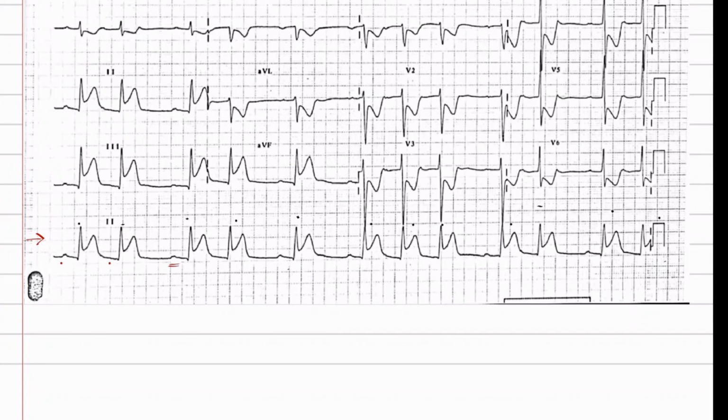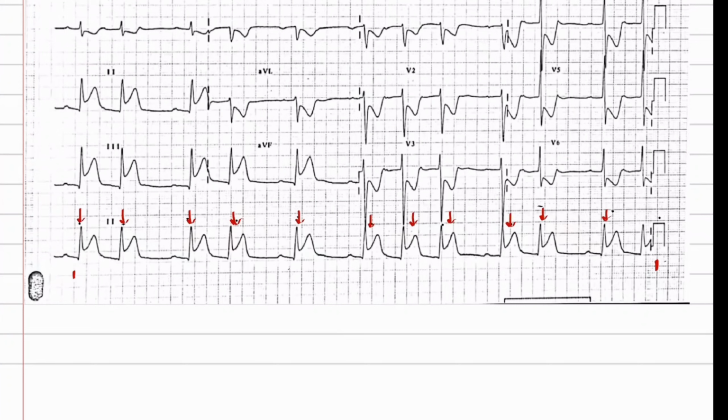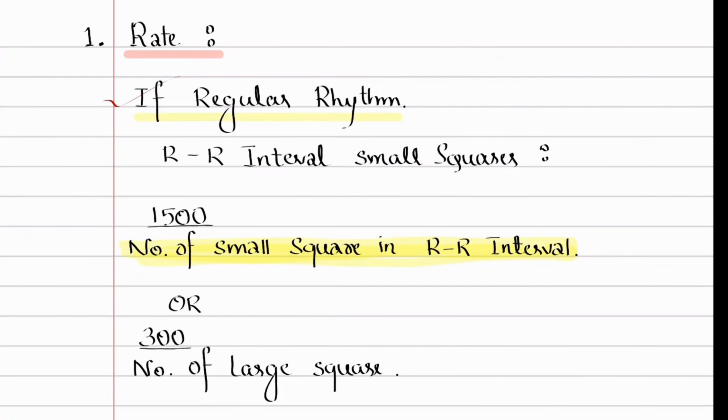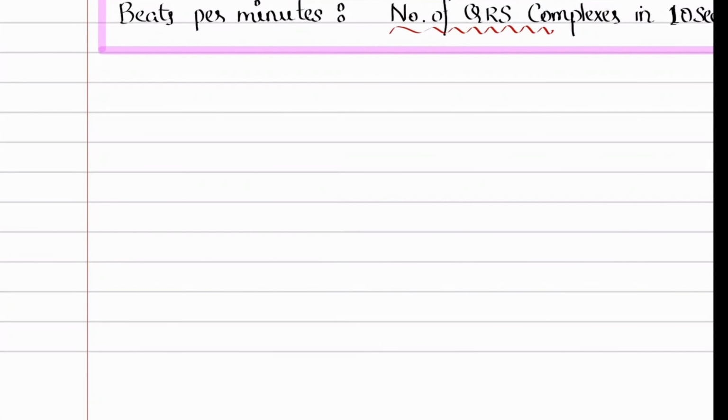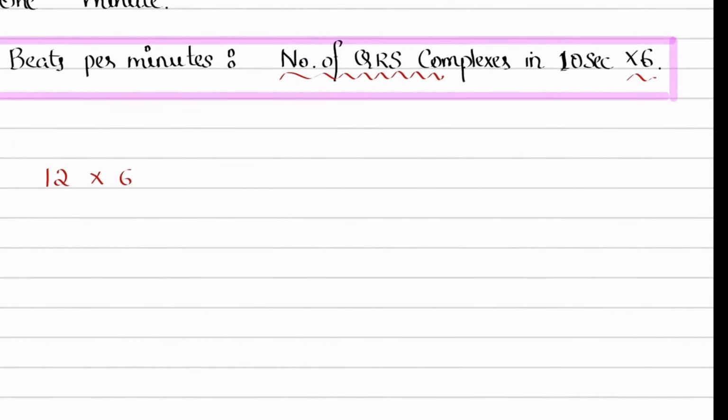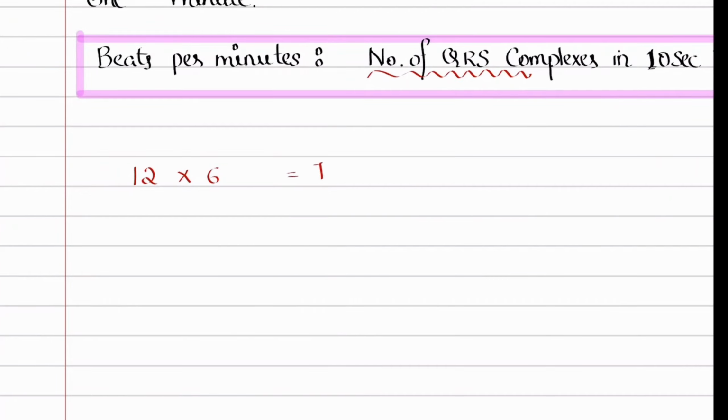So first you take 50 big squares, and from the 50 big squares you can calculate the rate of the ECG. Calculate from here. There we can see 12 complexes or beats in these 50 big squares, or 10 seconds. Since the beats are irregular, there are 12 beats, multiplied by 6, the number of QRS complexes in 10 seconds times 6, which comes to around 72. So the rate of this ECG is 72 beats per minute. Okay, that is the rate.